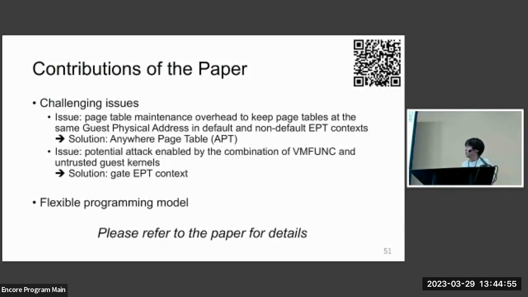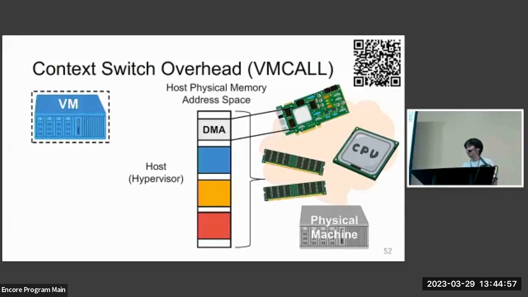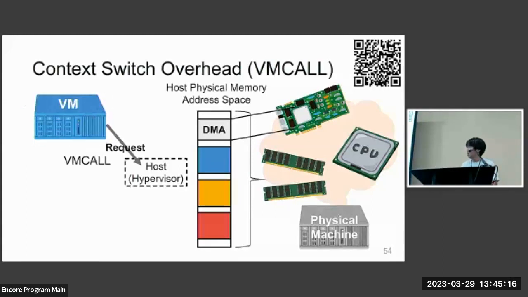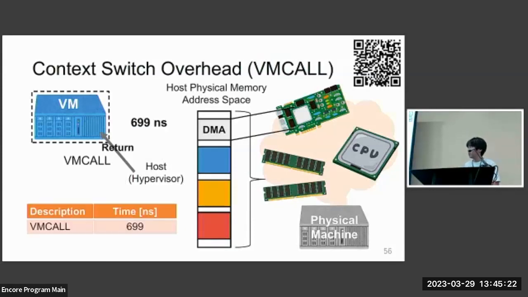From here, let me report the evaluation results. First, we measure the context switch overhead. This is VM call, which represents the host interposition. This is the baseline. Let's say we are running the Blue VM. What it does is trigger VM call and an exit happens. Now the context enters the host, and it just simply gets back to the VM. On our hardware, it takes 699 nanoseconds. This is the baseline.